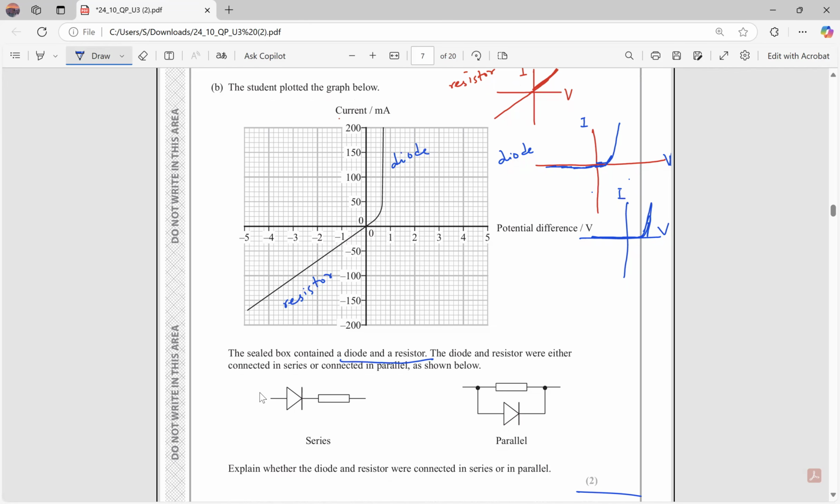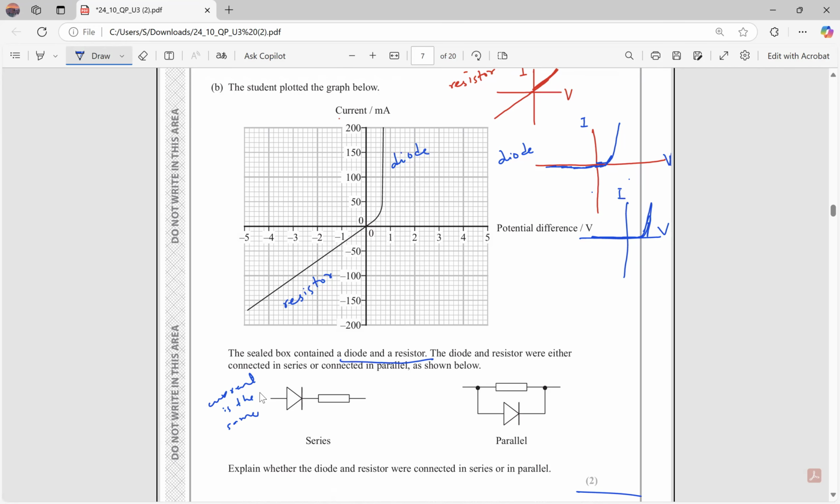There are two things in the sealed box, and we have to say whether they're in series or in parallel. So, if they were in series, the current in them would be the same, because in series the current is the same, but the voltage is different. In parallel, the current is different and the voltage is the same.